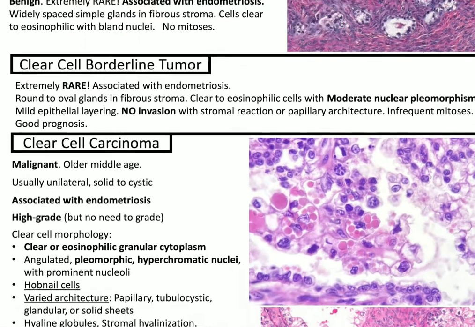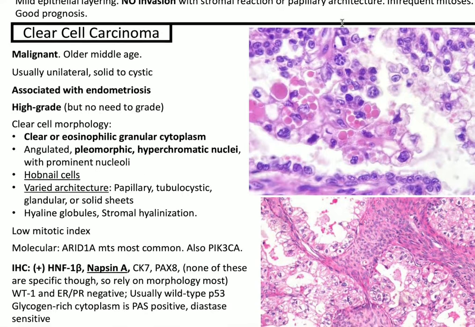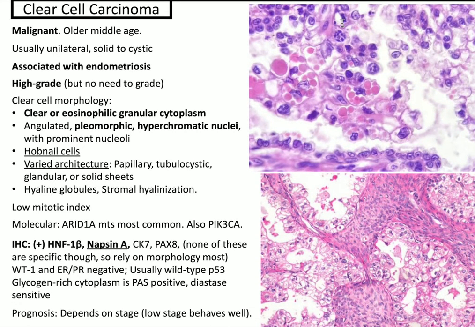Clear cell borderline tumor, extremely rare. It's associated with endometriosis. It's round to oval glands and fibrostroma, clear to eosinophilic cells with moderate nuclear pleomorphism, mild epithelial layering, no invasion with stromal reaction, nor papillary architecture. You'll have infrequent mitoses and good prognosis. So your benign ones and borderlines are rare. Clear cell carcinoma is more frequent than those other two.